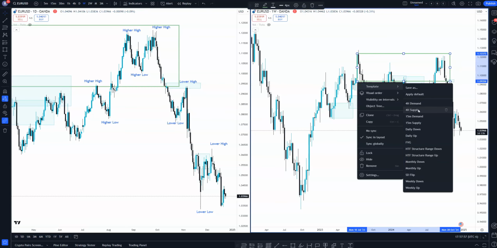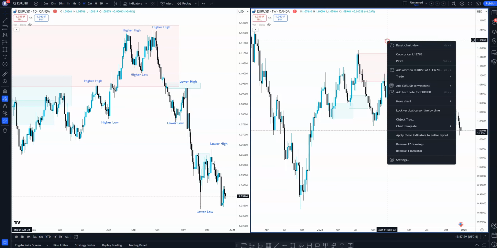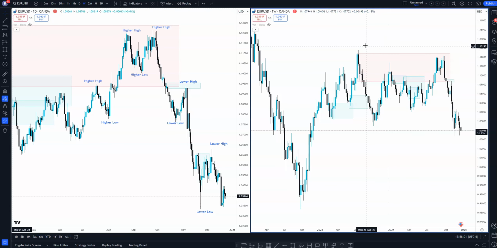Actually, let's change this to full supply. Alright, and then I guess the other thing we probably should touch on is liquidity, right? So liquidity is really where people will put their stops or orders.